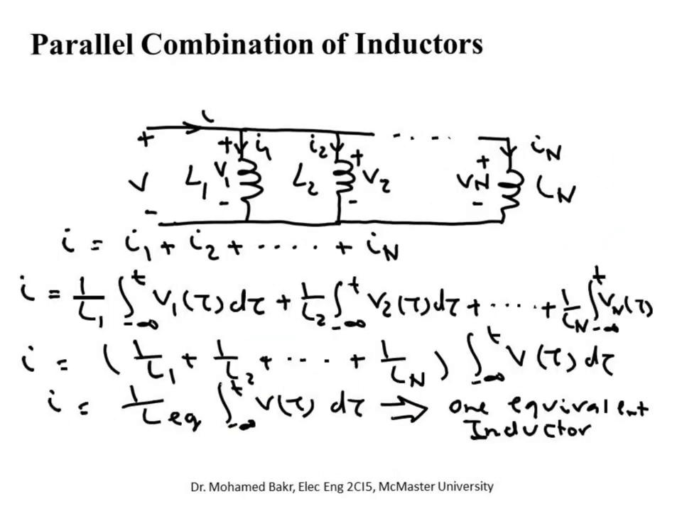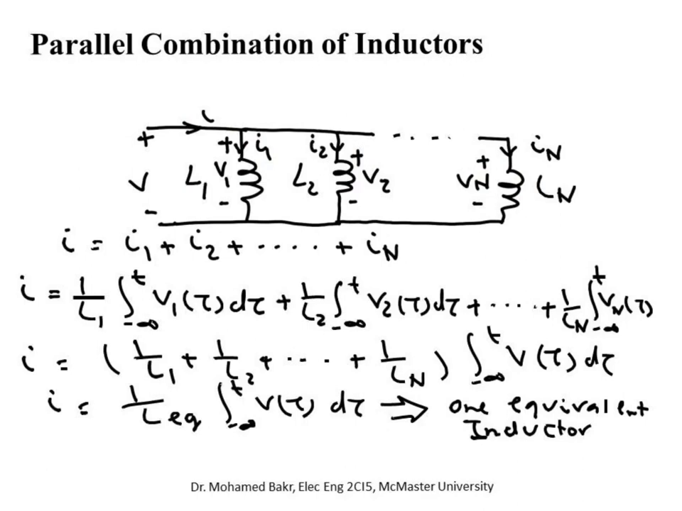What happens when you connect the inductances in parallel? Here we have an inductance L1 connected in parallel with inductance L2 up to inductance Ln. Each one of them has its own voltage V1, V2 up to Vn, but because they are connected in parallel, all these voltages V1, V2 up to Vn are equal to the voltage V. What is going to be different is the current. The current I will split into I1, I2 up to In.